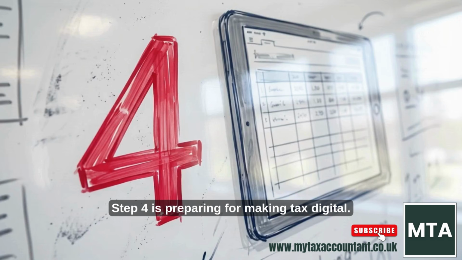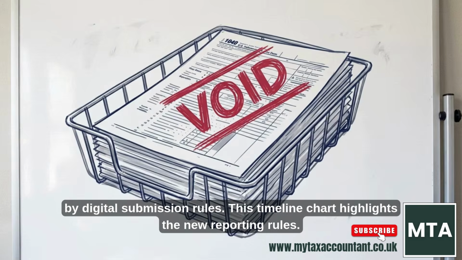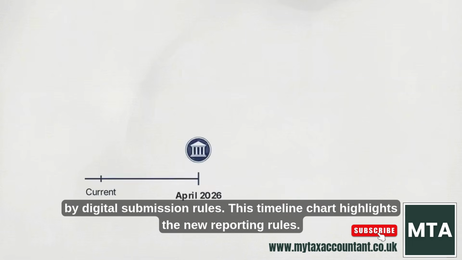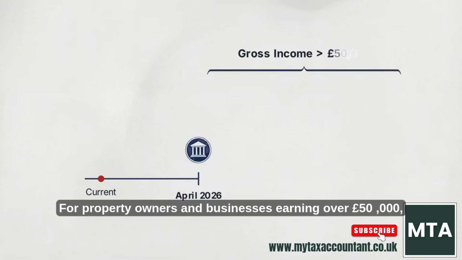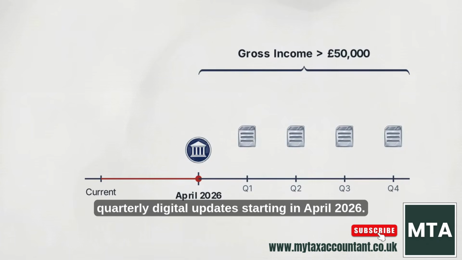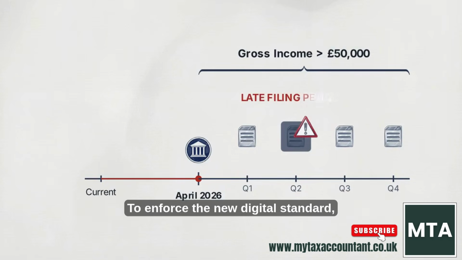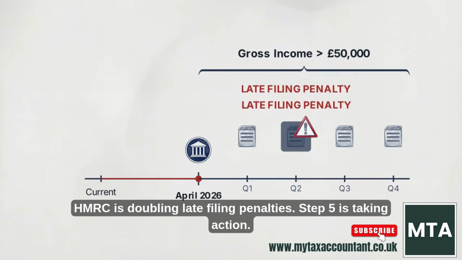Step 4 is preparing for Making Tax Digital. The traditional annual paper tax return has been completely replaced by digital submission rules. This timeline chart highlights the new reporting rules. For property owners and businesses earning over £50,000, the law now mandates the use of approved software to submit detailed quarterly digital updates starting in April 2026. The financial consequences for ignoring these updates are significant. To enforce the new digital standard, HMRC is doubling late filing penalties.